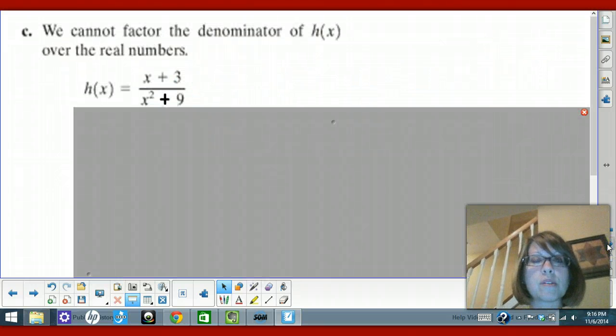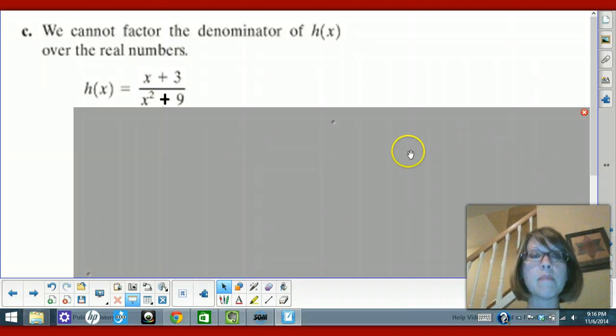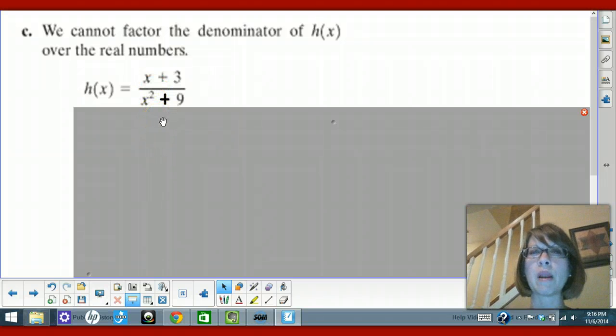All right, let's look at part C. Part C has a little typo that you need to be aware of. I have it correct here on my screen, but in your book it may not be correct. So check that in this solving part of part C.